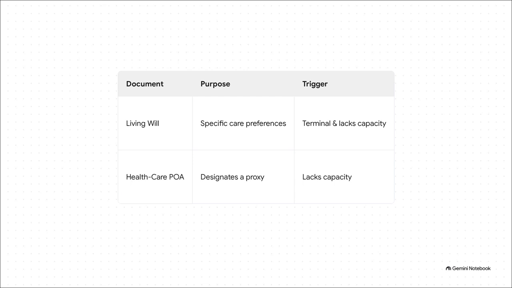A living will dictates specific medical interventions like ventilation or hydration when a patient loses capacity and is terminal. A healthcare power of attorney, on the other hand, simply designates a proxy to make decisions when the patient lacks capacity. And remember, this is entirely separate from a financial power of attorney.